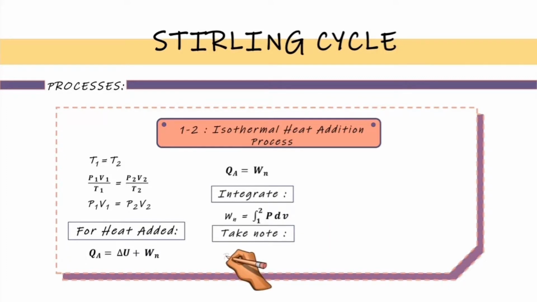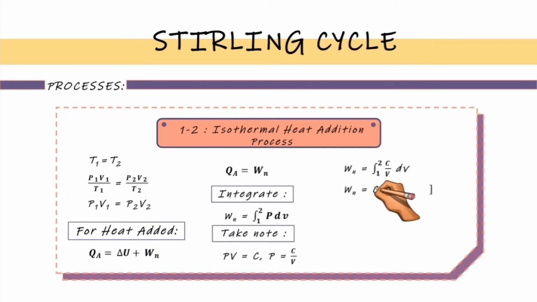Then take note that PV is equal to C or P is equal to C over V. So, we substitute the P to the equation. So, we can say that WN is equal to the integral of C over V dV. Then simplify and it will become WN is equal to C multiplied by V2 minus V1. Then apply the rule of logarithm. So, WN is equal to C ln of V2 over V1.